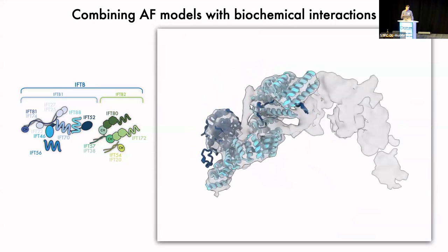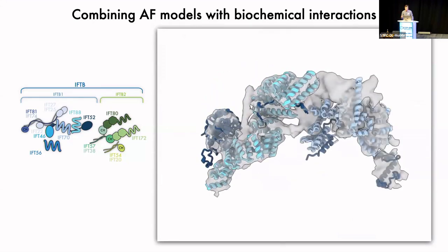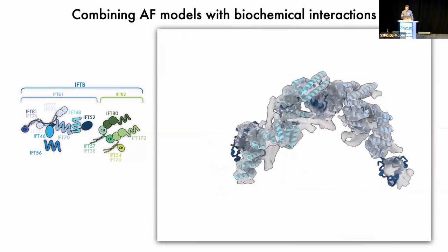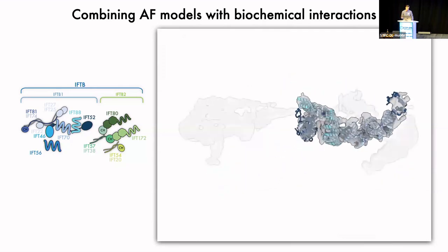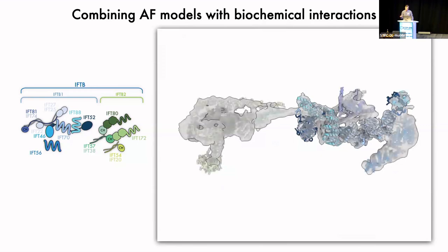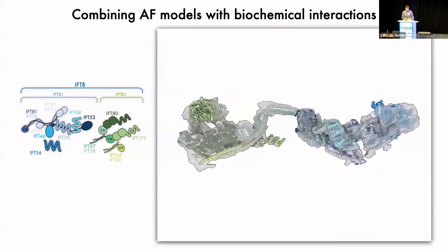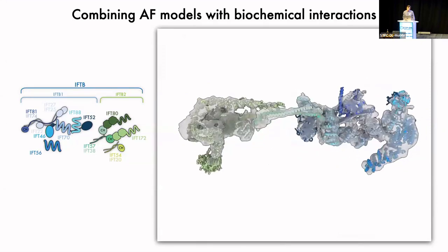And then because we know that IFT88 interacts with IFT70, for example, we can then fit this into the neighboring density, use the NAM-donator again to fit it in properly. And using the combination of the features that we see in our map, as well as the biochemical interactions, we were able to build up a model of the entire train.